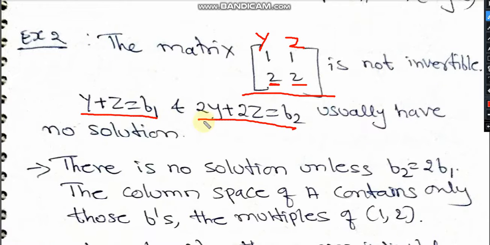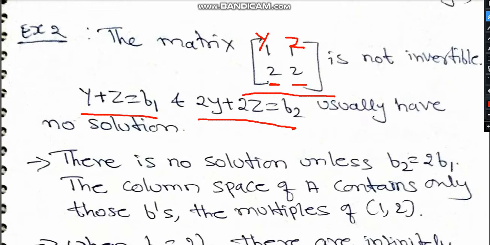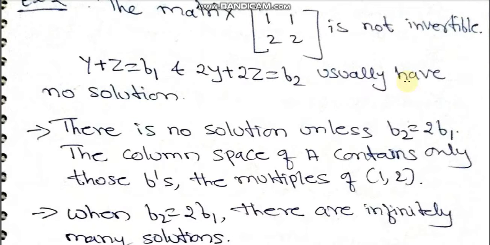Usually it has no solution; in this case you have to check whether it has a solution or not. So you can see y plus z is equal to b1, and 2y plus 2z should be equal to b2. So automatically this tells you that b2 should be 2 times b1. Then only will both equations have a solution. Otherwise, if b2 is not equal to 2 times b1, you will not have any solutions.